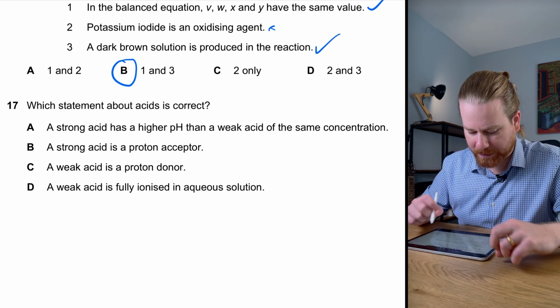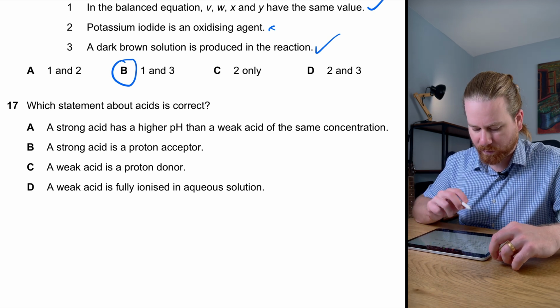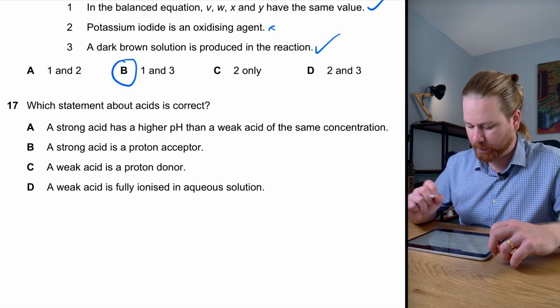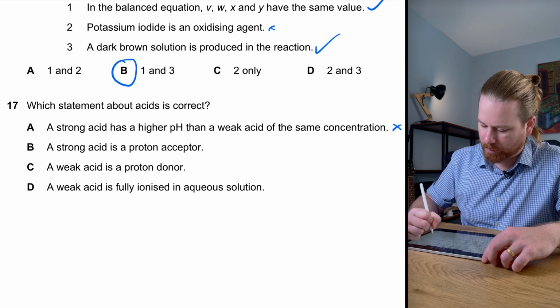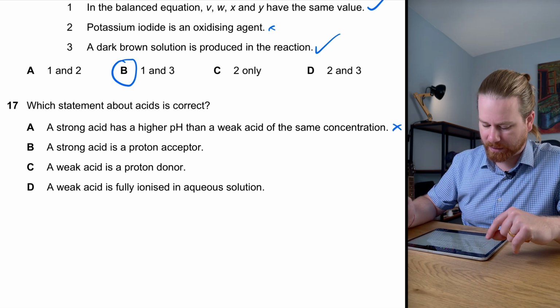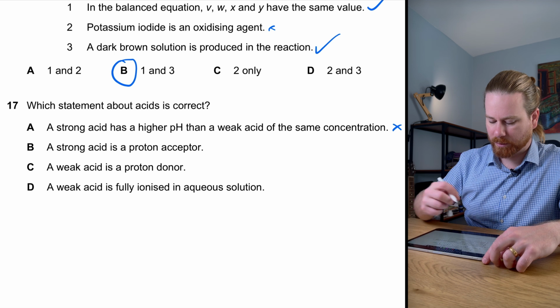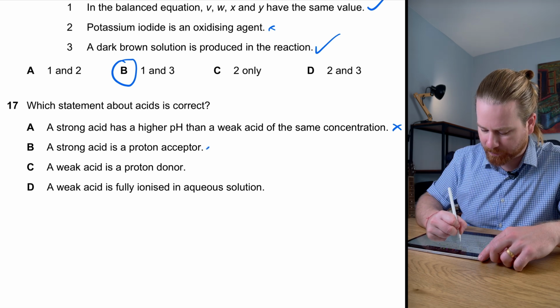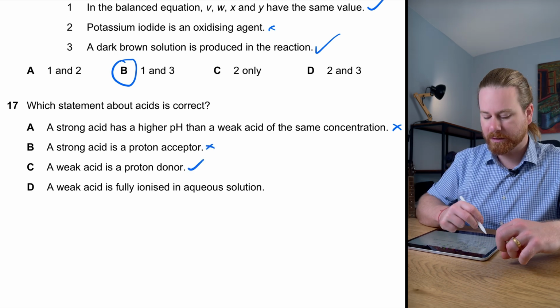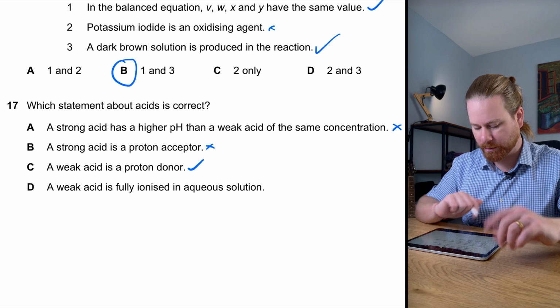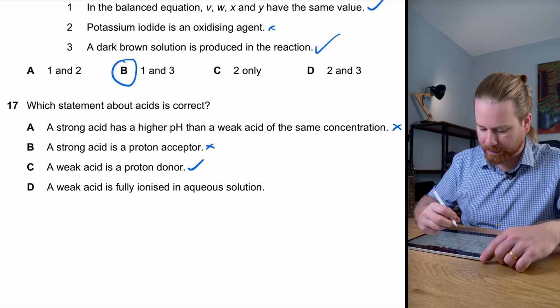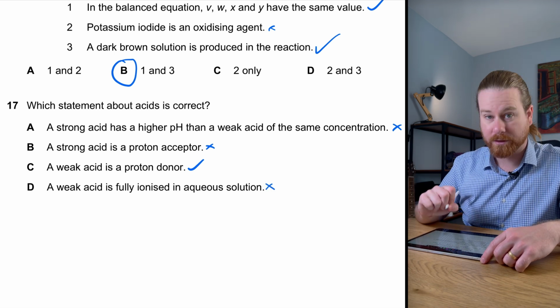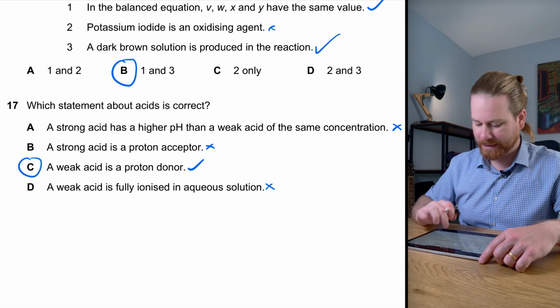Okay, let's look at number 17. So which statement about acids is correct? A strong acid has a higher pH than a weak acid. That is not true. It's going to have a lower pH. An acid is a proton acceptor. Well, acids are not proton acceptors. They are proton donors, so it doesn't matter if it's a weak or strong acid. All acids are proton donors. And a weak acid is fully ionized. No, it is not. That is a strong acid, so yeah, it has to be C.